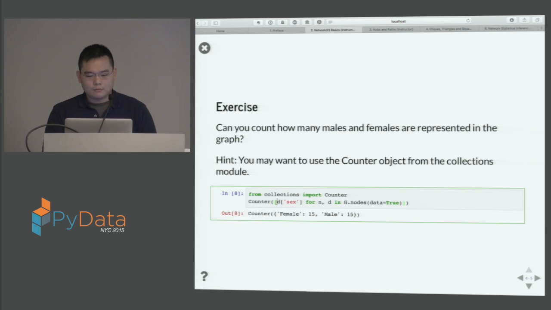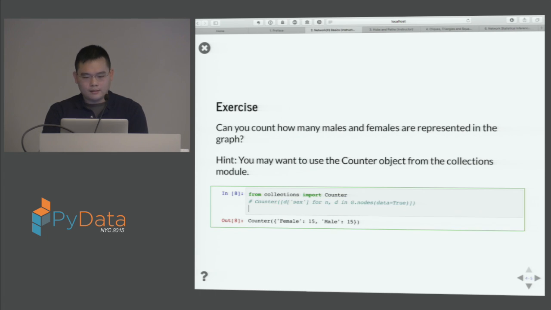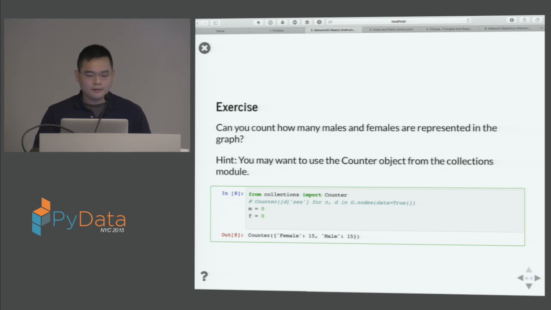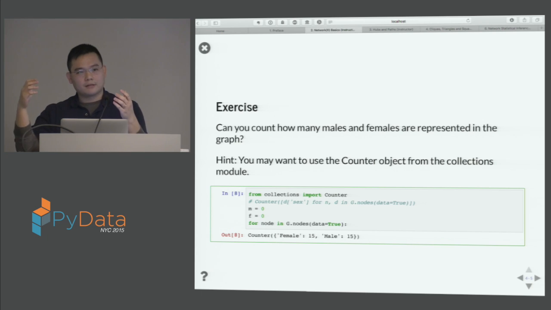So what we're doing is we're iterating over the nodes. Actually, I'm going to do a longer-winded version of this. So let's comment that out. How one would do it in a non-list comprehension way would be to go m equals 0 and f equals 0, so male and female. And then we go for node in g.nodes, data equals true.